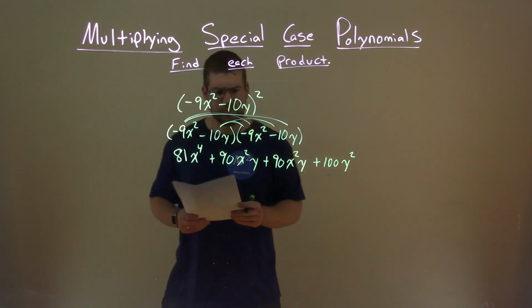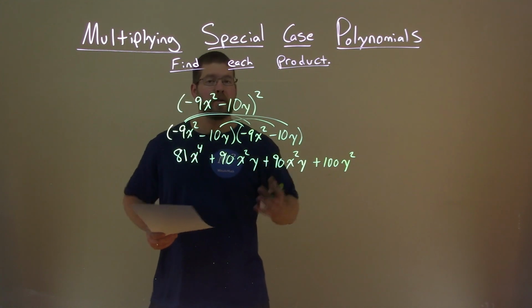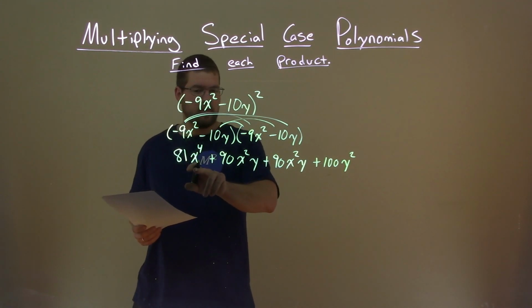All right. So now we need to simplify, combine our like terms. Well, there's nothing that's x to the 4th power, right?